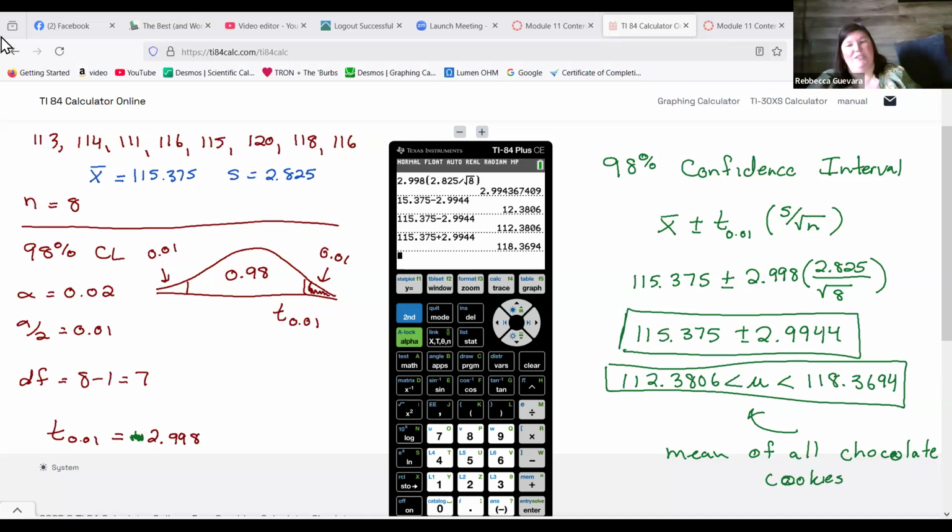So we don't know what it's going to actually be, so we have to calculate a confidence interval. And of course, they would do a lot more than 8 cookies, so they would have a much smaller confidence interval. It would be much more precise.